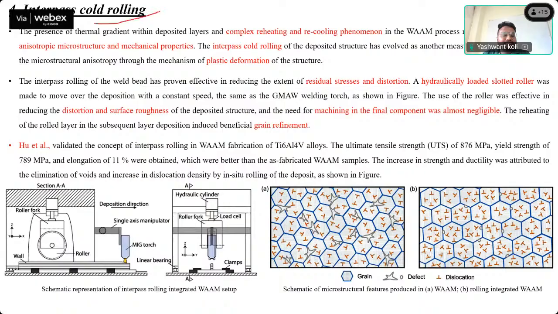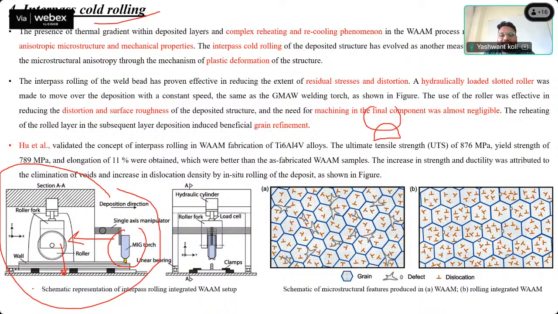So this is interpass cold rolling. The setup is like this: this is the MIG torch, and the torch is attached with the roller. This is a big heavy roller. Why is a heavy roller needed? The profile of the bead is curved like this. But if the heavy roller comes, then it flattens the weld bead.